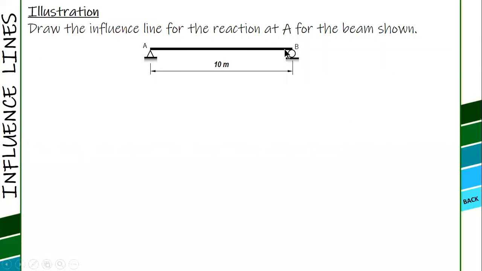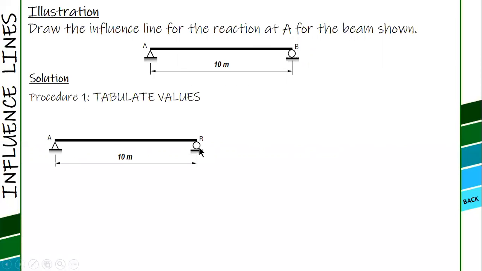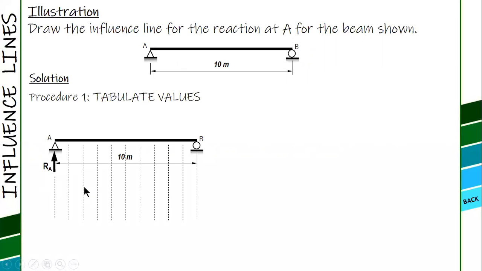So you have a 10-meter simple beam. The first procedure is to tabulate the values. So you have this beam, and we want RA, because this is the influence line for the reaction. Then divide this into 1 meter intervals: 1, 2, 3, 4, 5, 6, 7, 8, 9.